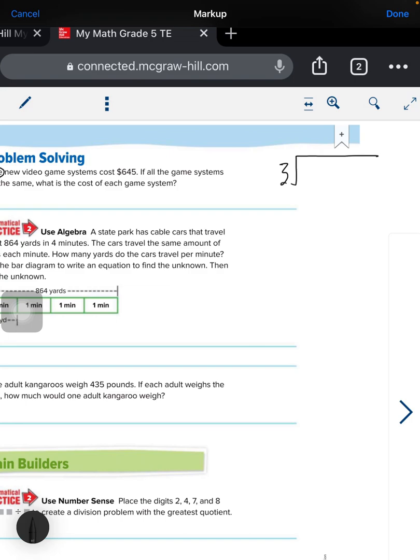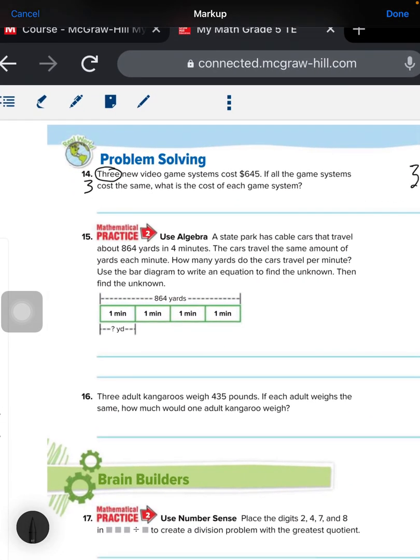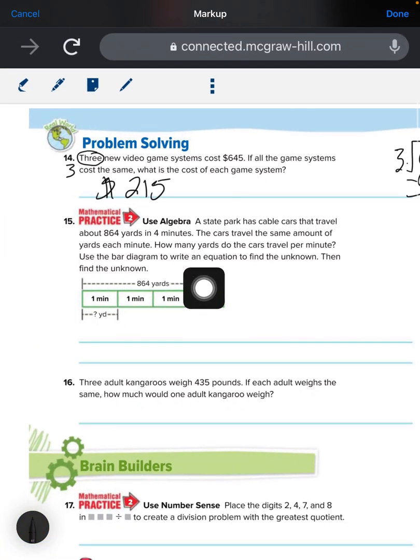We're going to do 3 into 645. 3 will go into 6 twice. 2 times 3 is 6. 6 minus 6 is 0. Bring the 4 down. 3 will go into 4 at least once. 1 times 3 is 3. 4 minus 3 is 1. Bring down that 5. 3 will go into 15 5 times. So we can assume, due to our mathematics, that each system costs $215.